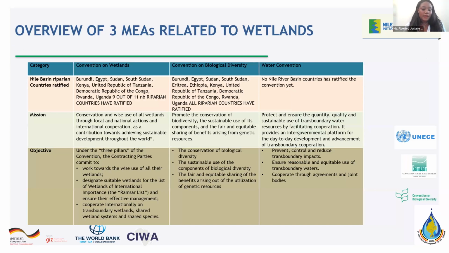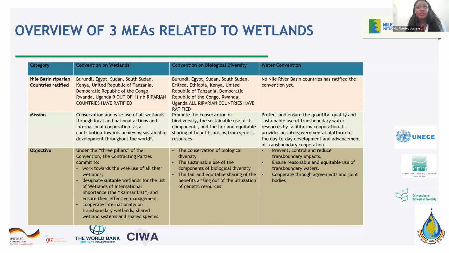We analyzed, for example, the Convention on Wetlands. At the moment, only 9 out of 11 countries in the Nile Basin and riparian countries have ratified it. Its mission is the conservation and wise use of all wetlands, with three pillar objectives: the wise use of all wetlands, designating suitable wetlands for the list of wetlands of international importance, and cooperating internationally.